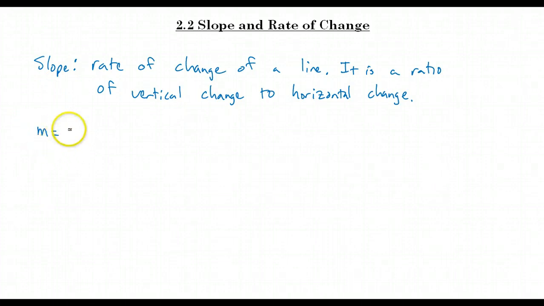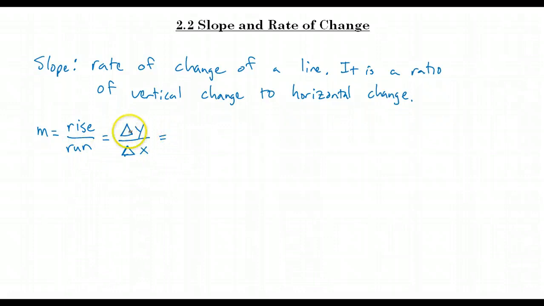M can be defined as the rise over the run. Rise is your vertical change, run is your horizontal change. Symbolically, it can be written as delta y over delta x. This triangle is the Greek letter delta, and delta means change. So the change in y over the change in x. Well, the change in y is your rise, and the change in x is your run.